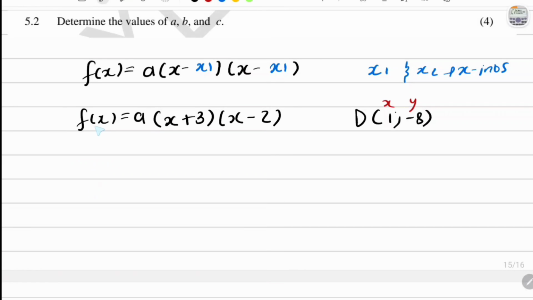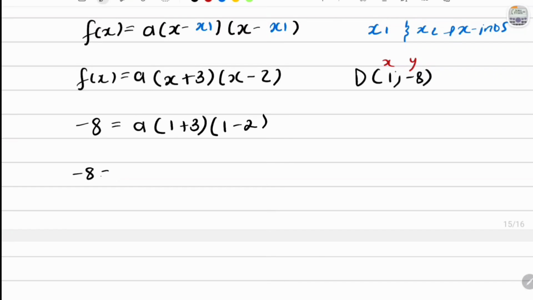So the y value is -8. -8 is equal to a multiplied by, and substituting we have (1 + 3), 1 is our x value, and then (1 - 2). So -8 is equal to a, 1 plus 3 is 4, 1 minus 2 is -1. So 4 times -1 gives you -4. Now to solve for a, you just get rid of the -4. It's been multiplied, so you have to divide to get rid of it. Divide both sides by -4. And so a is finally just equal to -8 divided by -4, which is positive 2.